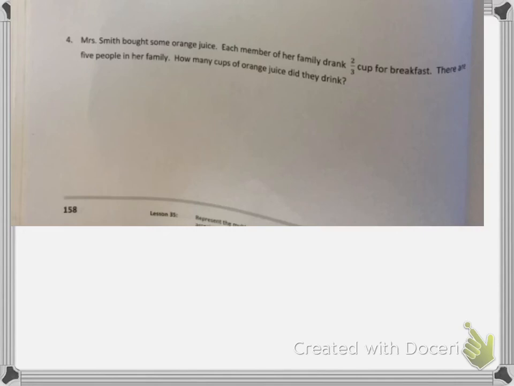Mrs. Smith bought some orange juice. Okay, now each member of her family drank 2/3 cup for breakfast, all right? There are 5 people in her family, and each of them can drink 2/3 of a cup. How many cups of orange juice did they drink altogether? All right, nice. So this is exactly what we're working with here with this multiplication. So 5 times 2/3. There's 5 of them. They all can drink 2/3. Let's just multiply it and find out.